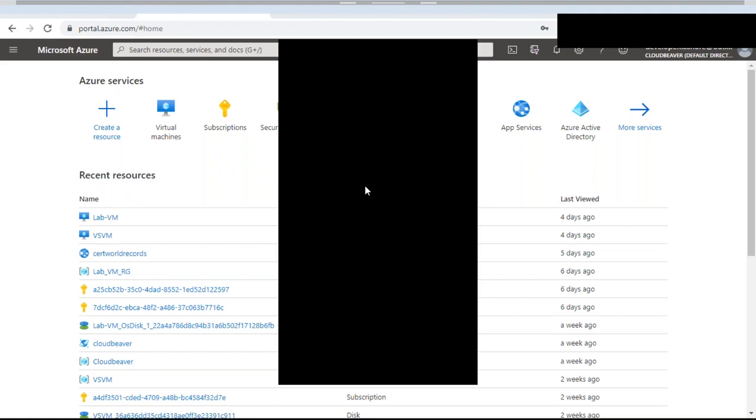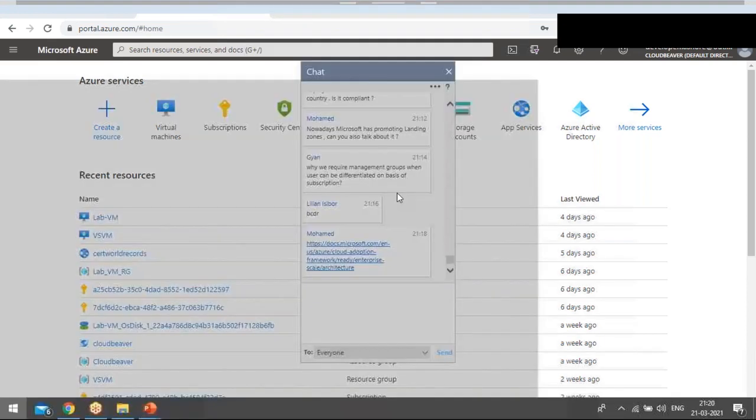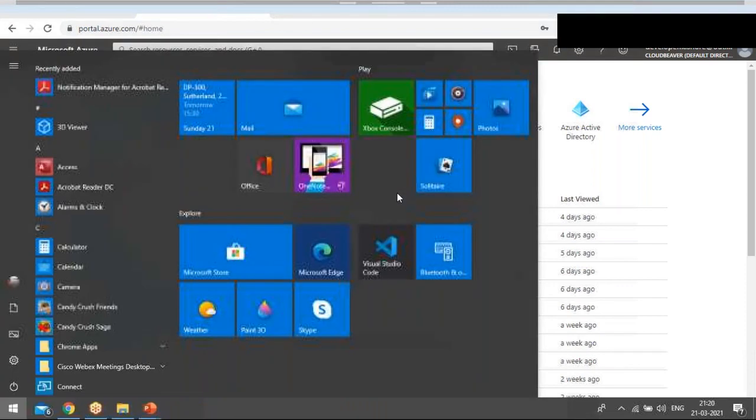But if you speak about policies, let's say 100 subscriptions and all 100 subscriptions require the same policy to be followed for security and compliance, it becomes complex. That's where management groups become simplified to overcome the burden of managing such compliance and policies.